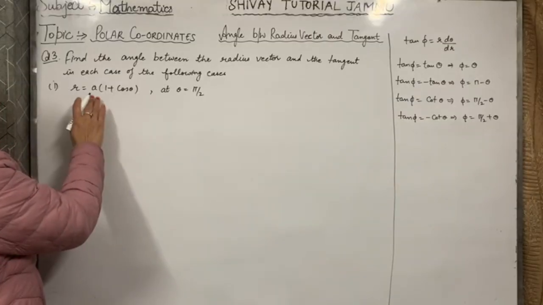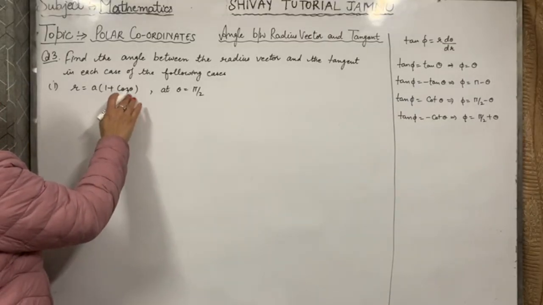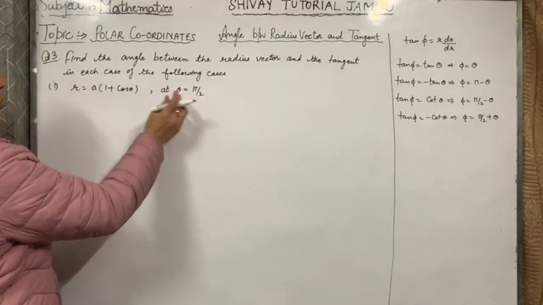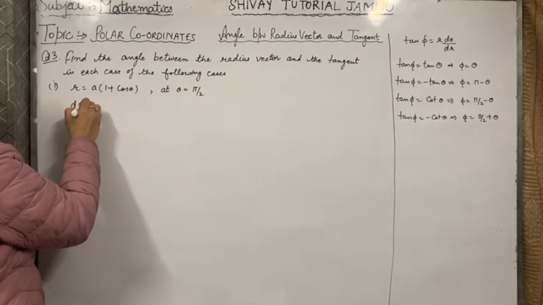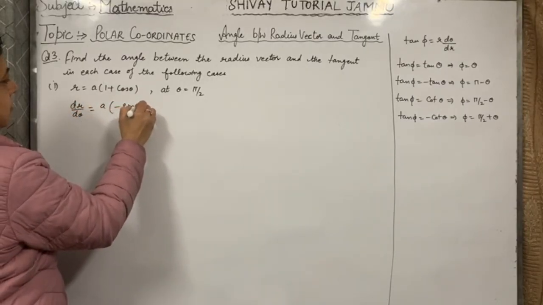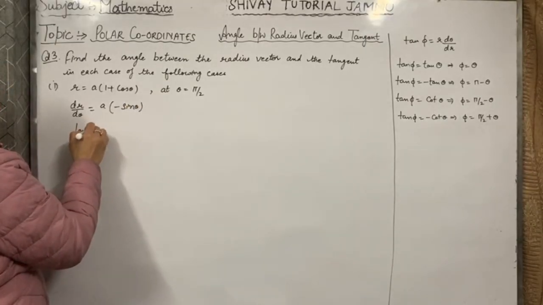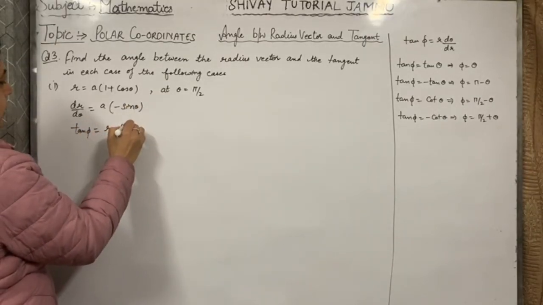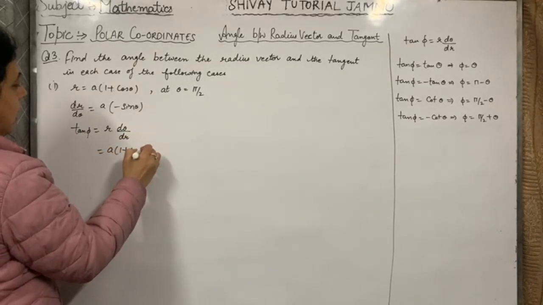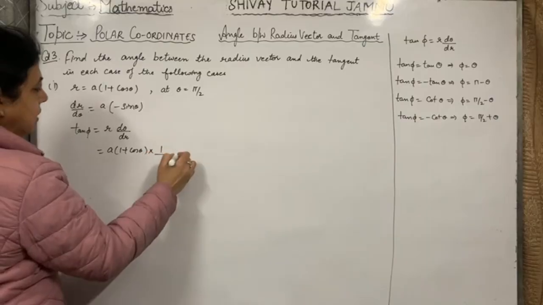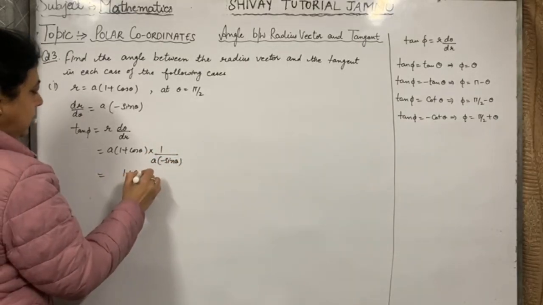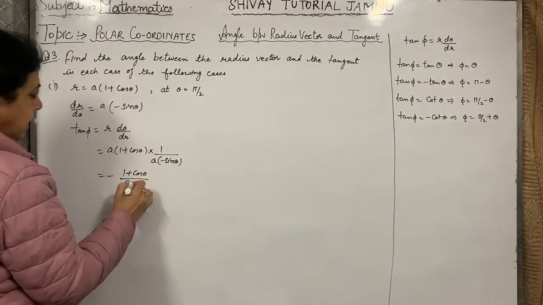Next is r is equal to a into 1 plus cos theta and we have to find the angle between radius vector and tangent at theta is equal to pi by 2. Firstly, we will find dr by d theta. It is a, cos theta differentiation is minus sin theta. Tan phi is r d theta by dr. R is a into 1 plus cos theta and dr by d theta is a into minus sin theta. Okay, a cancel, 1 plus cos theta upon minus sin theta.